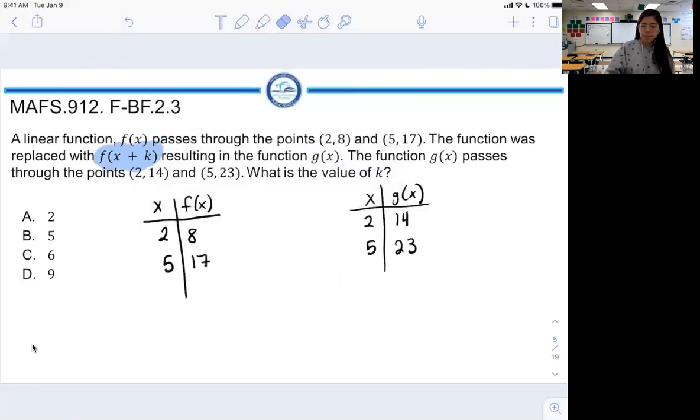So let's see. One thing we can do, we know that this is a linear function, right? It tells us that this is linear. So maybe we can figure out the equation for f of x and figure out the equation for g of x, and then maybe we can figure out how to go from one to the other. So let's start with that. So we're going to write the linear equation for f of x. How do I write a linear equation?